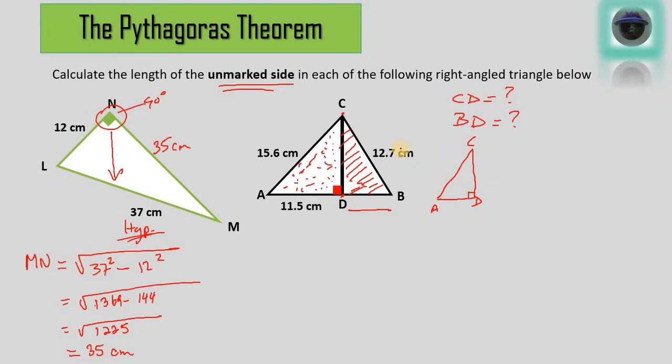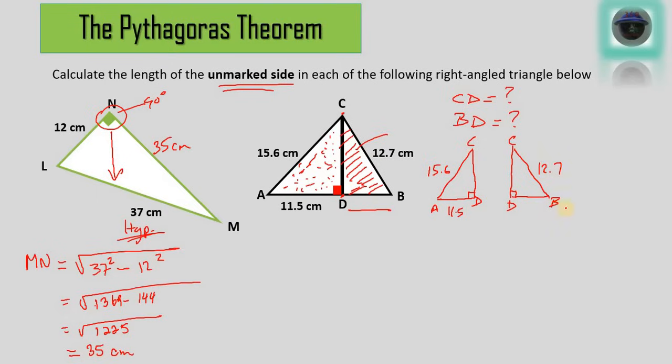And we also have this triangle over here, which is not drawn to scale, of course not. And this is B here. So we have triangle ACD as we draw that here. And we have triangle BCD, alphabetical order. Now let's put in our measurements of what we have. So we have 15.6, we have 11.5, and we have 12.7.